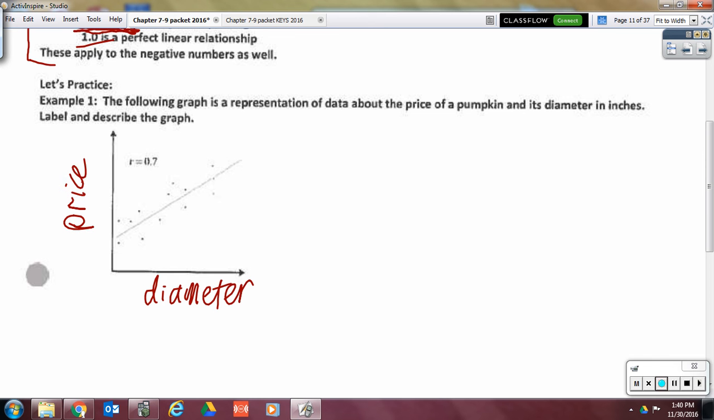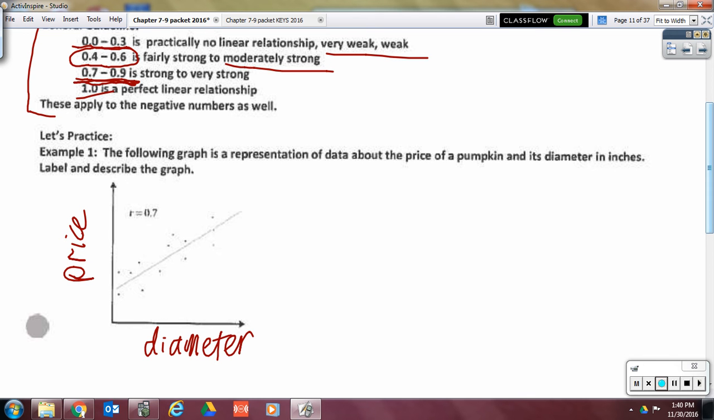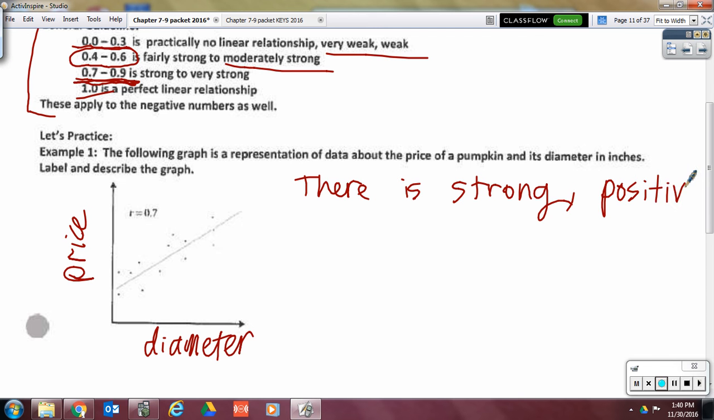It says r is 0.7. So let's say what that means. What kind of strength is 0.7? I wouldn't say very strong, because that's when you're getting to the 0.9s, but strong. So here we go. There is a strong, there is a weak. In this case, there is a strong. Then what do we say next? Positive or negative? So there is a strong, positive or negative, linear. Don't forget that.